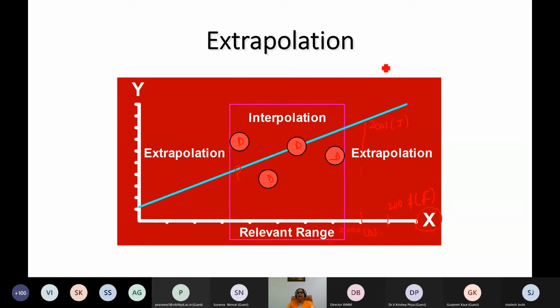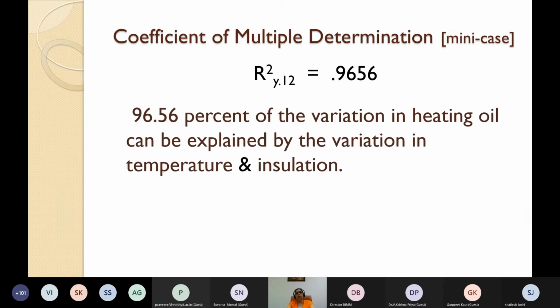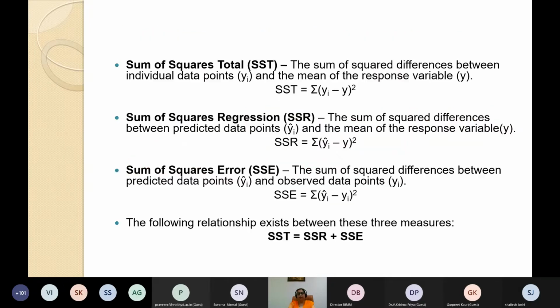Through this you can easily identify, but herein, because this is a single regression analysis, you have taken only one parameter, and as we saw, when you are considering two parameters, it becomes a plane. It's not a single line. So it's a linear regression, but it's a plane. As you must have understood yesterday, the R square value of 0.9656 says that 96.56% of the variation in heating oil can be explained by the variation in temperature and insulation.